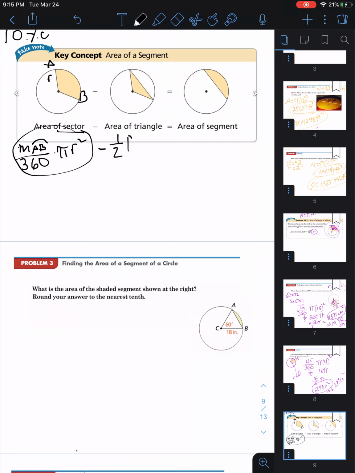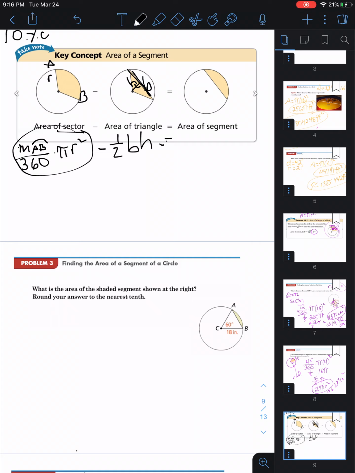It's 1/2 times, let's go with small b, base times height, okay? Height in this case would be a measure that would be splitting this. That would be height, and it would have to be at a right angle in here, and you would take your base and your height. And the base would be the entire side. So we'd be looking at 1/2 times base times height.